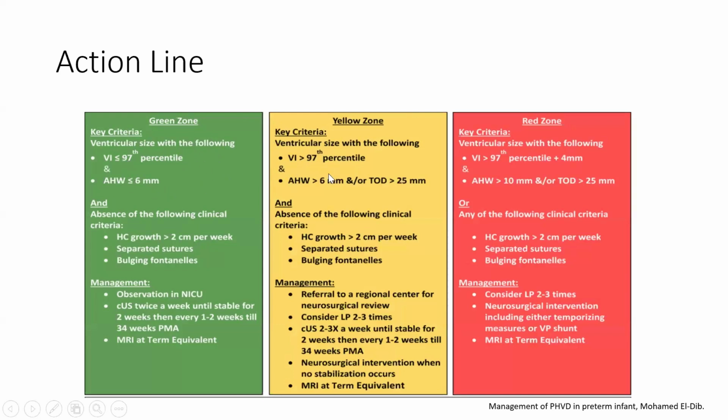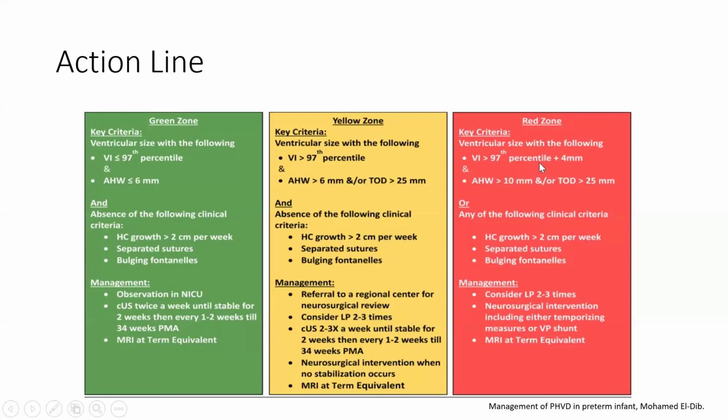If it is your 97th centile, for example, and there are any signs or absence of clinical signs over here, then in this case you need to refer this baby to the NSU where neurosurgical intervention is possible. And as I told you, a few of you need to follow the 97th centile, and they start doing a lumbar puncture daily. If it is not settled within 2-3 lumbar punctures, they will think about the reservoir. In that case, you need to do the cranial ultrasound at least on alternate days, and once it's stable, once or twice weekly until 34 weeks of gestational corrected age.